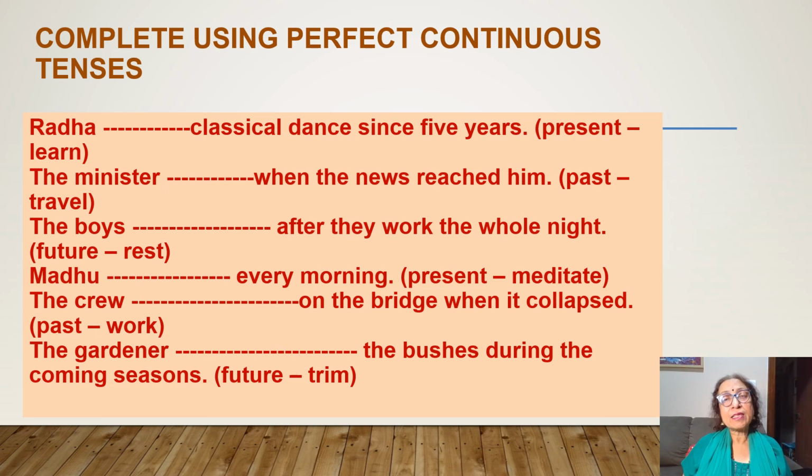Then you have the last of the sentences, the gardener, and there's a blank, the bushes during the coming season. Here you have to use the future perfect continuous form, and the verb is trim. Trim is to cut a little, not cut fully, but just a little. Usually when plants are growing, the branches go out of shape, then a little bit of the branches are cut. That is called trimming. If you have long hair or short hair and you want to cut only 1 centimeter of it, that is also called trimming.